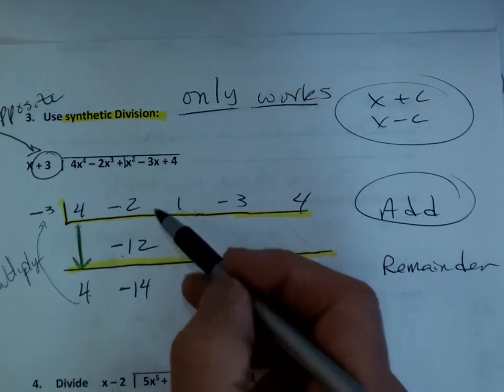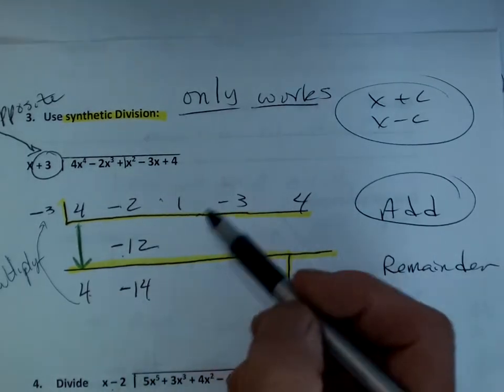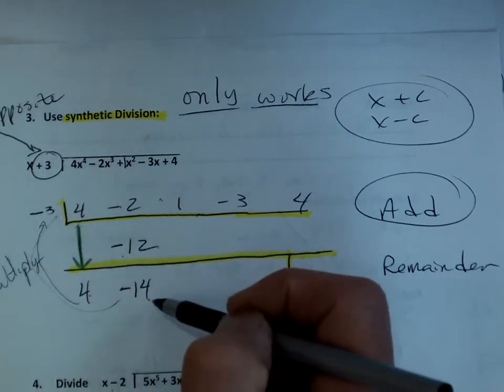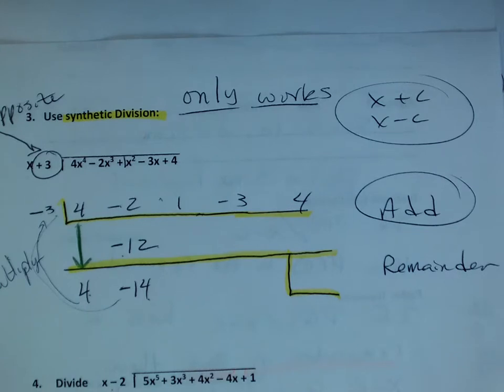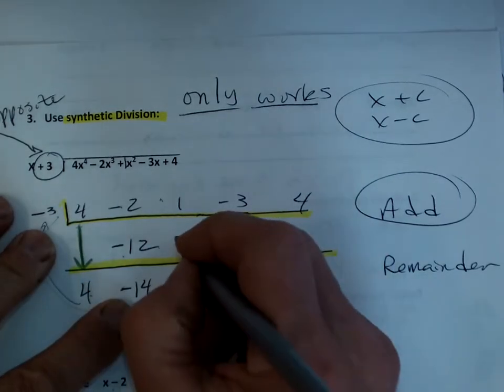We just added. -2 plus -12 is -14, right? I'm going to multiply again. Okay, so let's see, what's that? 42, I think. 3 times 14. I think so. 3 times 14, 42. Yep. So then -14 times -3 is a positive 42.